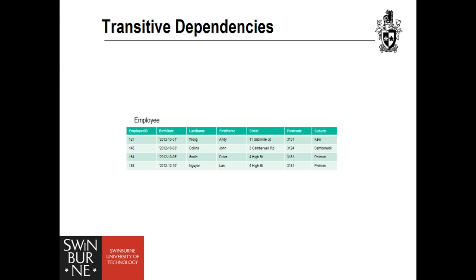A transitive dependency is a functional dependency that passes via some other value. In the case of suburb, we cannot actually say that suburb is not at all dependent on the employee ID, because when we know the employee ID, we can tell for sure which suburb the person lives in. But the dependency of the suburb on the employee ID is transitive. Is it actually sufficient to know the postcode to know the suburb? So the dependency of the suburb on the employee ID passes through the postcode, and therefore we say it is transitive.